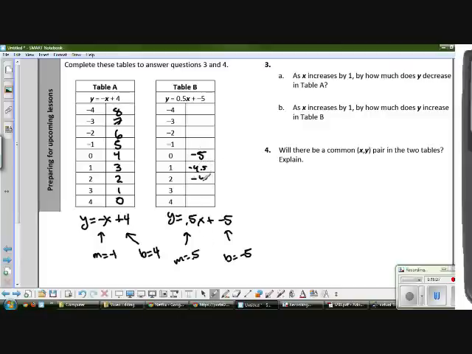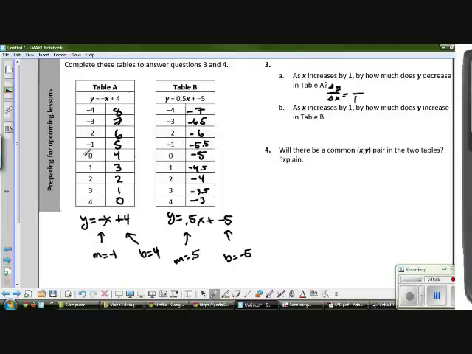Okay, so now let's go ahead and talk about these questions now that I filled out the table. As x increases by 1, how much does y increase in table A? Well, they're actually asking for the slope here. If slope's defined to be change in y over change in x, they're saying if x goes up by 1, how much is y going up by? So it goes up 1, goes down 1. So the answer to my question is negative 1.